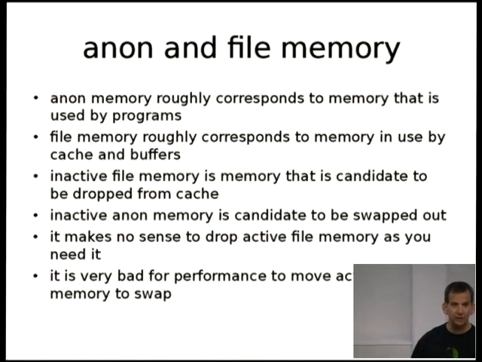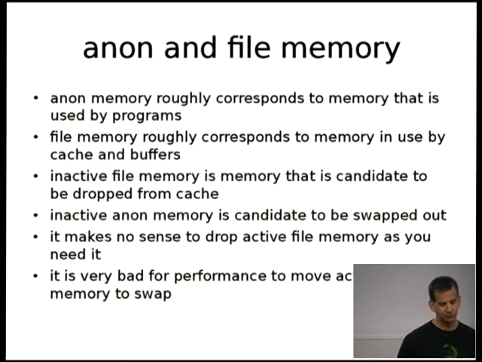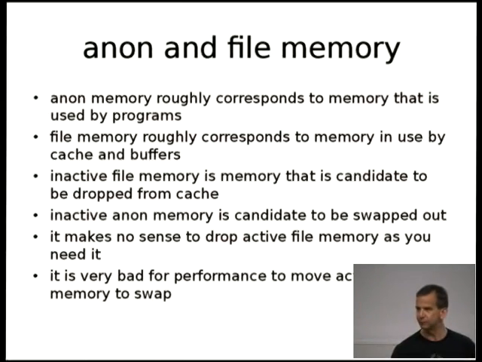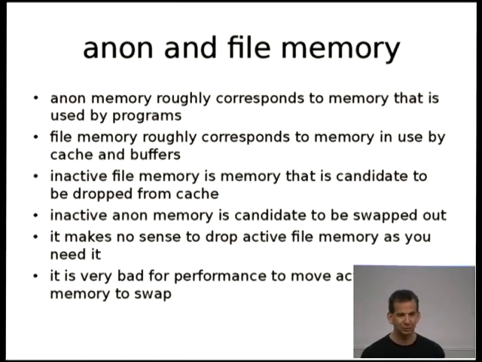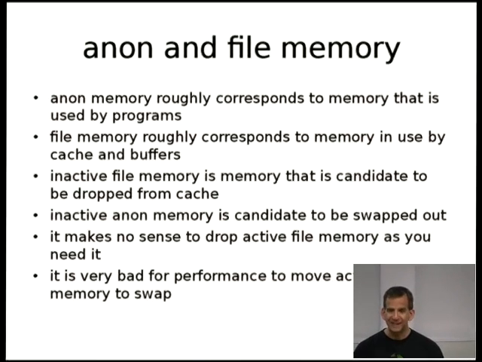Now, this is basically what I just explained. Anon memory roughly corresponds to memory that's used by programs, and file memory is memory in cache and buffers, and the difference between active and inactive is very interesting. What is interesting from the perspective of a system administrator is that active anonymous memory, you need it. Inactive anonymous memory, you can swap it out. And active file memory, you need it, and inactive file memory, you can just drop it.